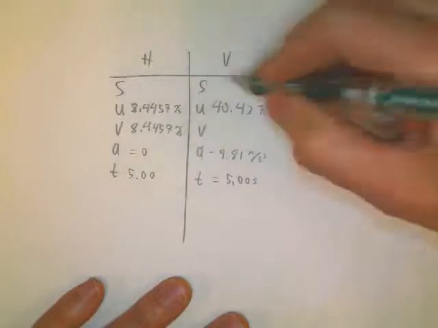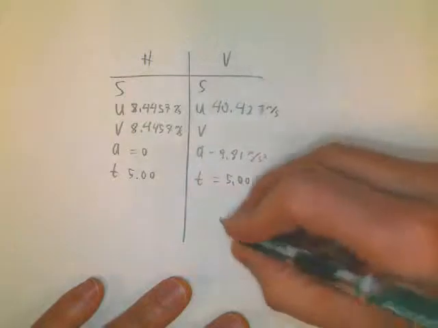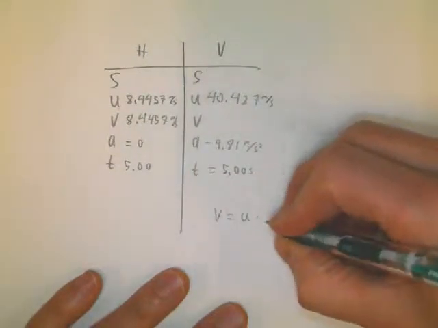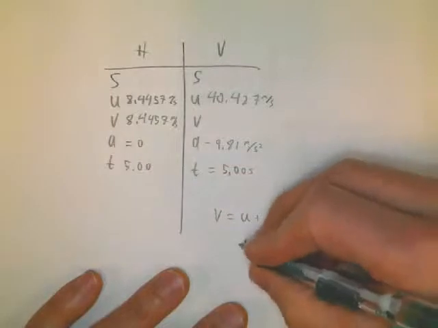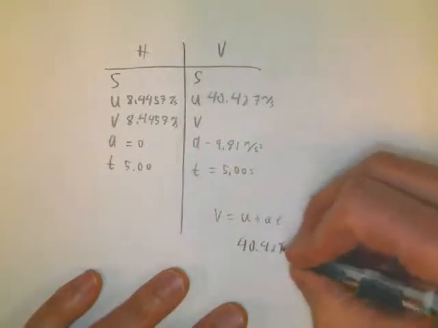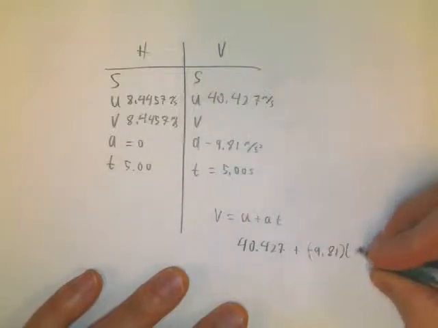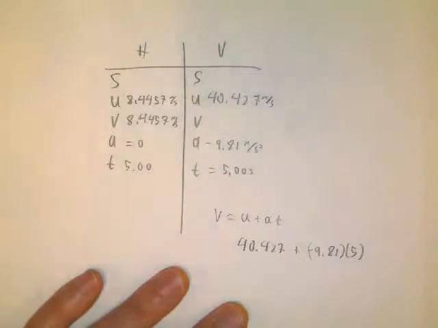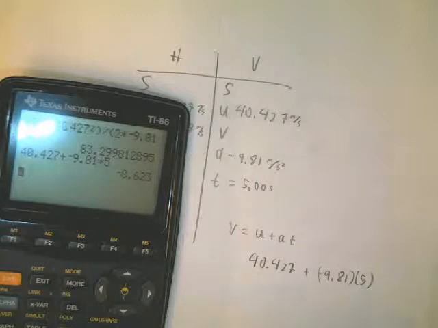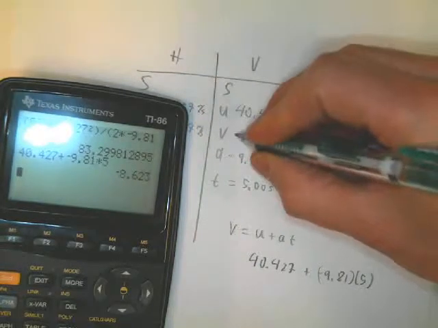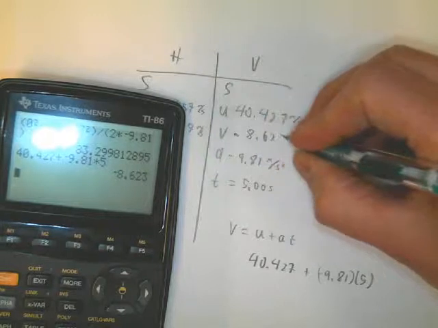And this is not hard. Let's find the final velocity here, which is v equals u plus at. That equals 40.427 plus negative 9.81 times 5, which looks like this in the calculator. There we go. And the velocity is negative 8.623 meters per second.